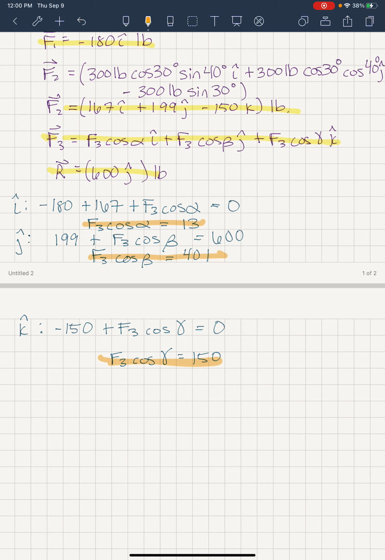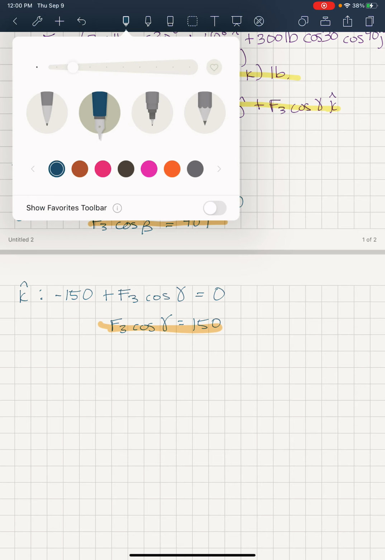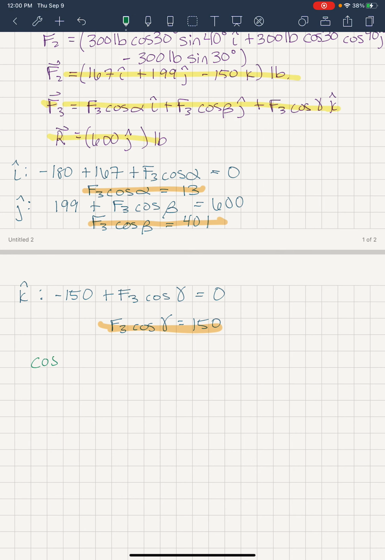So we're not going to quite be able to get to the answer yet. But we know a relationship between alpha, beta, and gamma. Cosine squared alpha plus cosine squared beta plus cosine squared gamma equals 1. So that gives us basically a fourth equation. If we have four equations and four unknowns, we can solve that now.